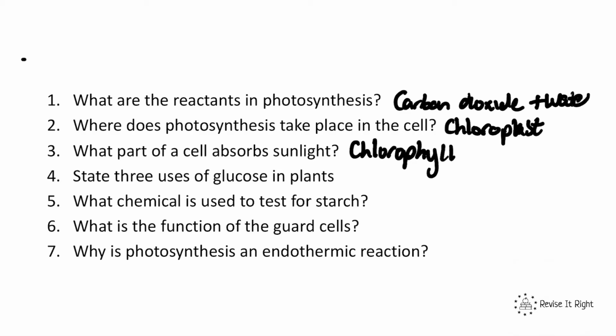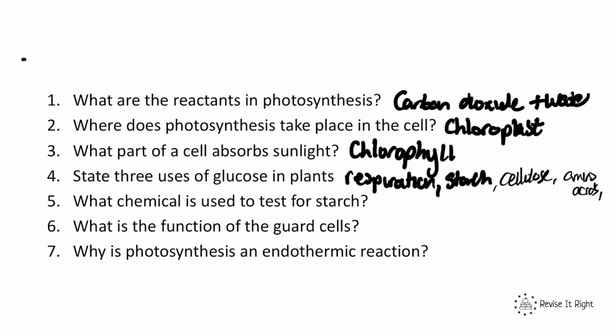So, 3 uses of glucose in plants. We looked at 5, so any 3 from there. You've got respiration, being stored as starch, to make cellulose, to be converted into amino acids, and also stored as lipids, fats and oils, to be stored in seeds.